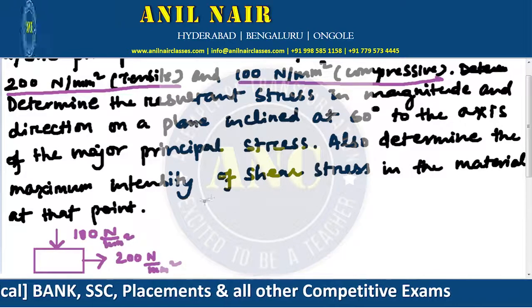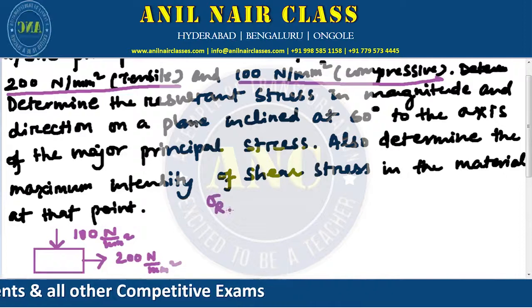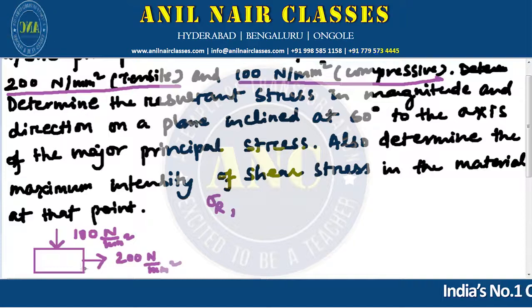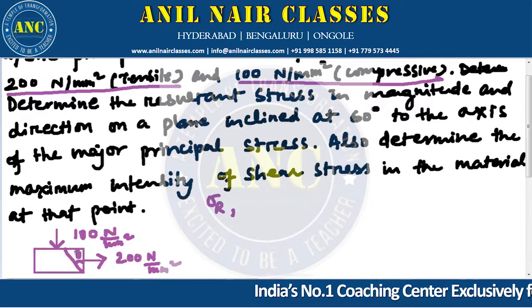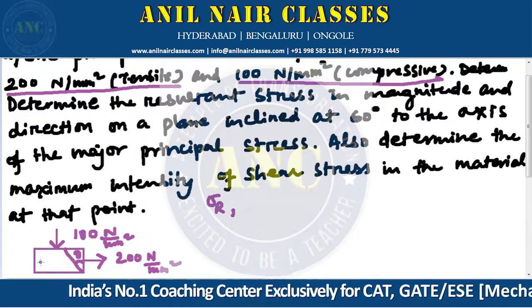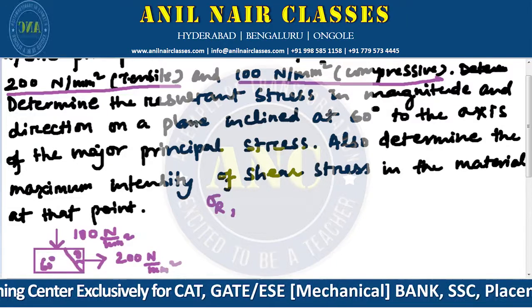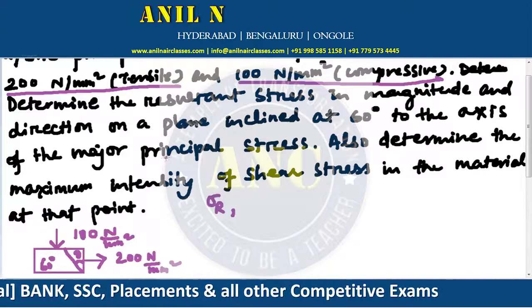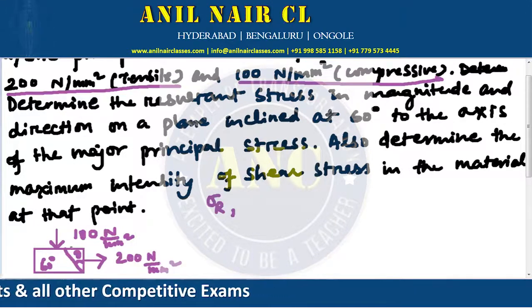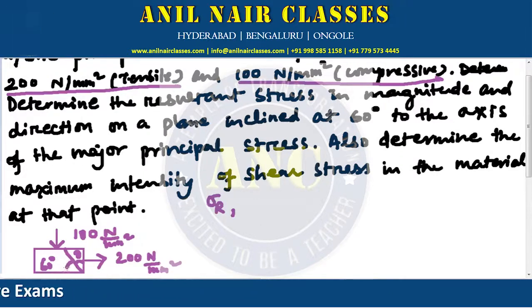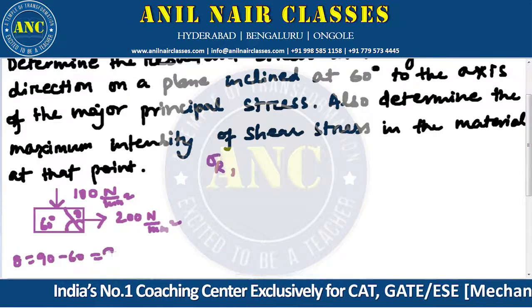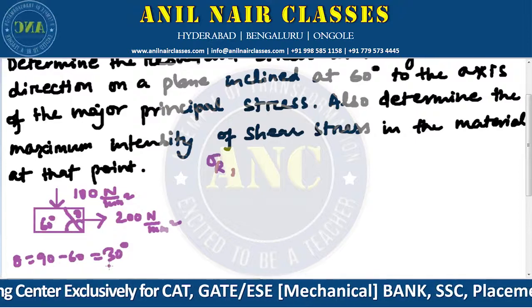Determine the resultant stress. The question is asking to find the resultant stress in magnitude and direction on a plane inclined at theta. Theta is given as 60 degree, inclined at 60 degree to the axis of the major principal stress. So obviously theta will be 90 minus 60, that is 30 degree. Correct?